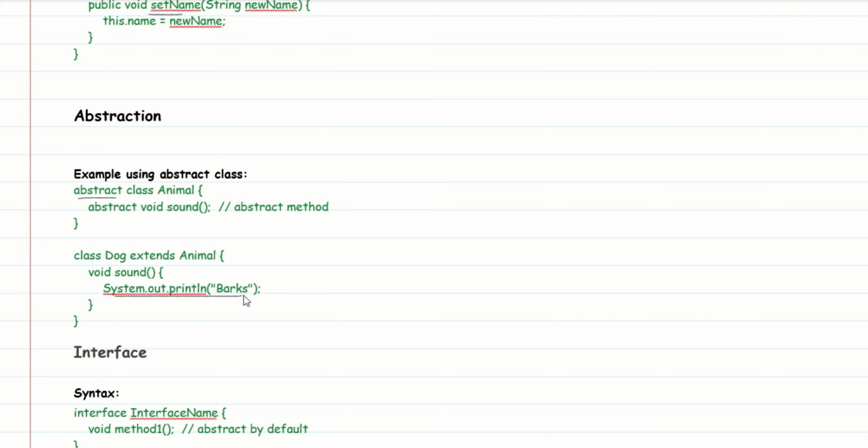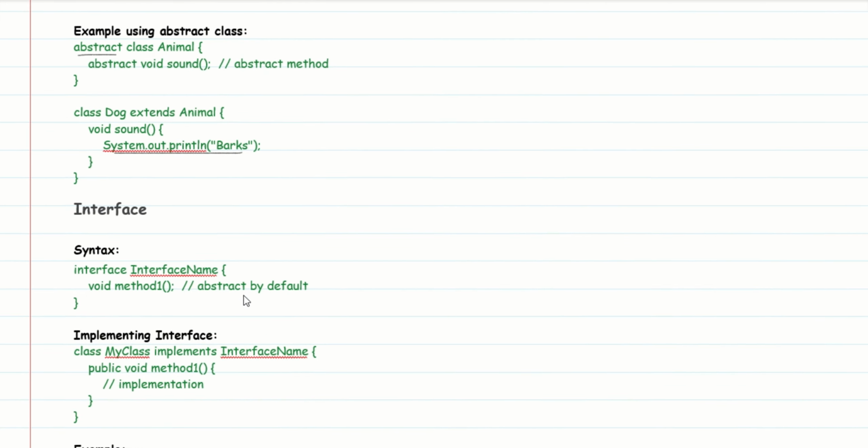For that, we have an interface. An interface in Java is a contract that defines a set of abstract methods and fields that a class must implement. It is used to achieve abstraction, that is 100% abstraction, and multiple inheritance. So why do we use an interface? For abstraction, multiple inheritance and loose coupling, which helps in designing flexible plugin architecture.